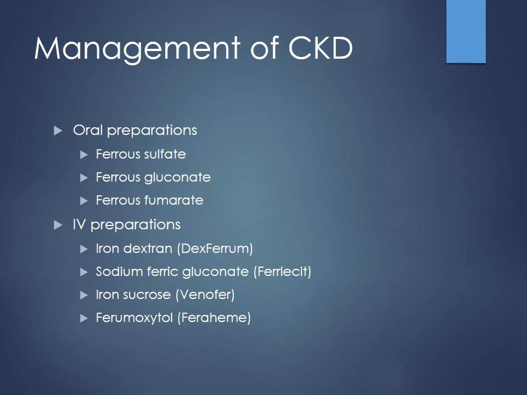And then there are IV iron preparations as well. There's things like iron dextran. I think probably the most common one I see now is either iron sucrose or sodium ferric gluconate, so your Venofer or Ferrlecit. Again, the bioavailability is 100% for those because you're giving it IV, so that can be very, very effective in raising up their iron levels and allowing the ESAs to work better.